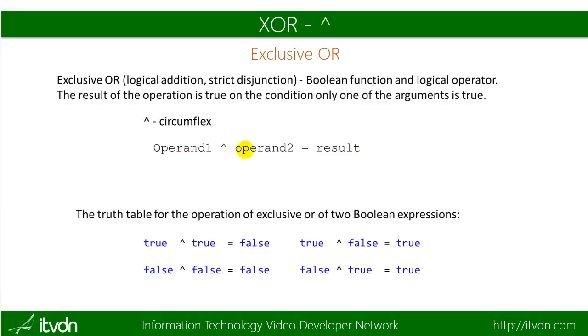Only one of these arguments, these operands here, each of them can be looked at as an argument. One argument, another argument, and then they give you a result. So only one of them has to be true for our result to be true. If both of them are false, we get a false result. If both of them are true, we get a false result.